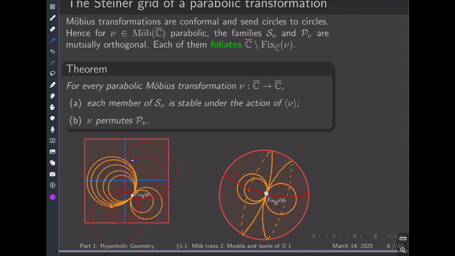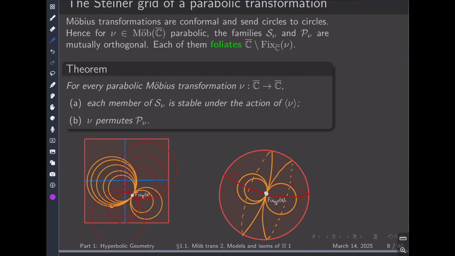And by the way, the dynamics I drew was counterclockwise, but it could be clockwise as well, right? For instance, nu inverse is a parabolic transformation which has the opposite property. So there are parabolic Mobius transformations whose dynamics, repelling the fixed point first and then coming back to the fixed point, could be clockwise as well. So I'm not asserting anything.